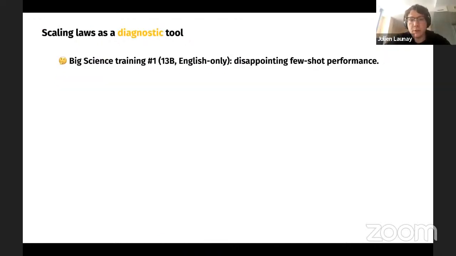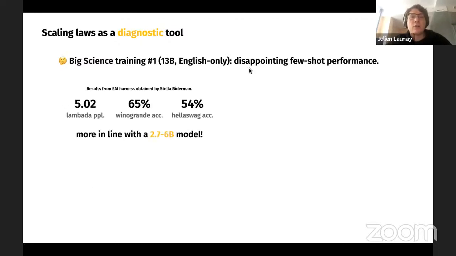Scaling laws can also be used as a diagnostic tool. So I was discussing a bit before about the first big run of BigScience, which I said was disappointing, but actually I shouldn't say disappointing. I don't think it's a good way to describe it, because the goal of this run was mainly to test engineering tooling, not to get the best few-shot performance out of it. So actually it worked in this regard. But what we see is that the few-shot performance of the first big training of BigScience is not as good as what GPT-3 of OpenAI or what EleutherAI has been reporting.